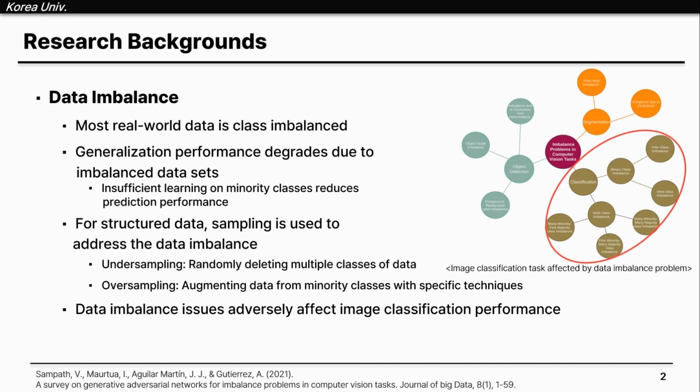Most real-world data is unbalanced from class to class. If the data is unbalanced, performance is degraded due to the lack of learning about the minority class in the classification model. For structured data, sampling is used to address the data imbalance.